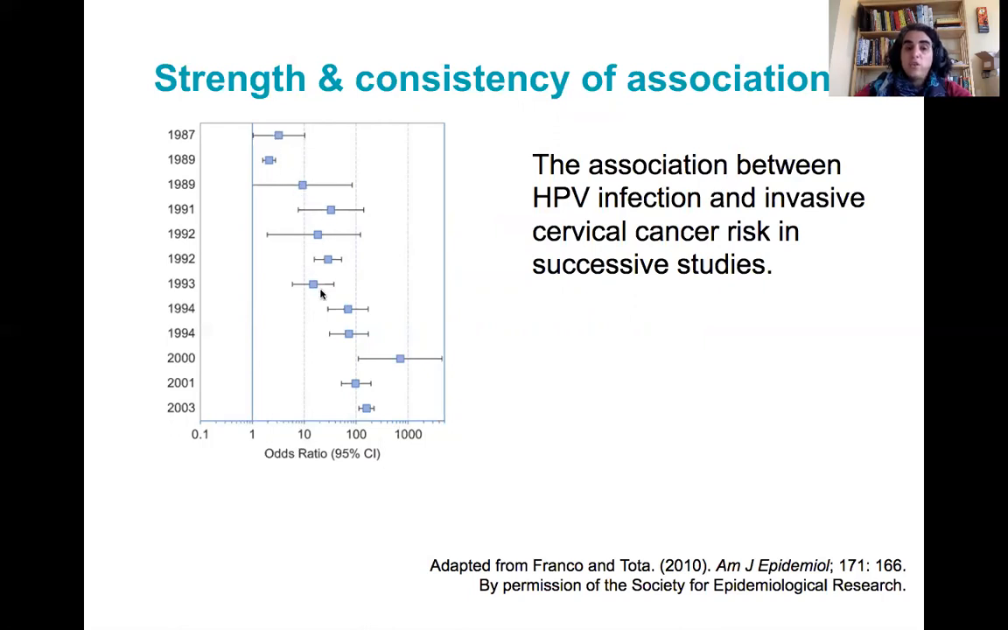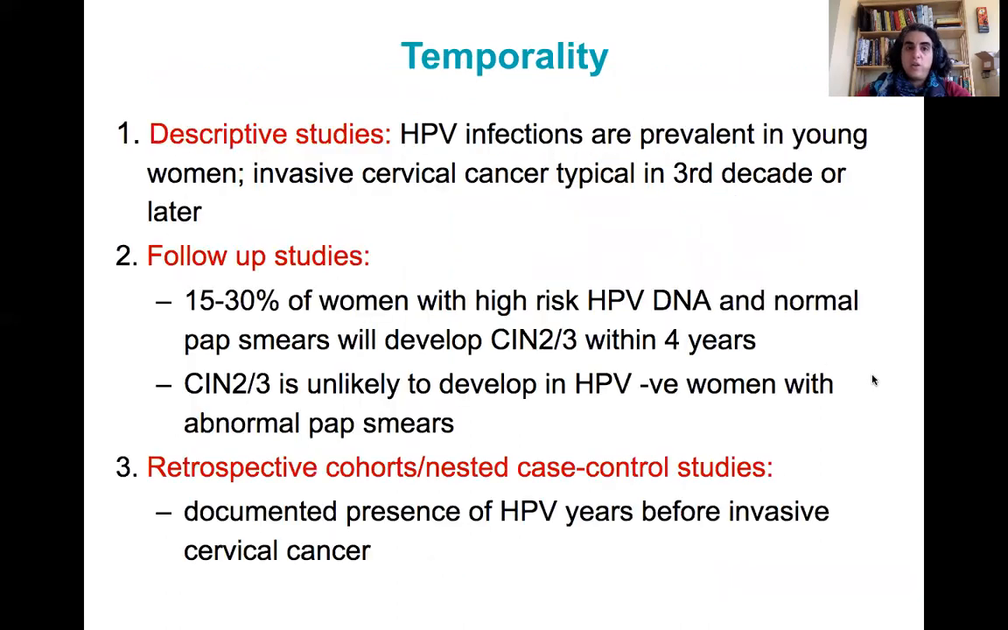The odds ratios are 100, 1,000, above 10. Some of the earlier ones were smaller. I think they got better at finding HPV. So this is really quite convincing evidence, both strong and consistent, that there is an association here.